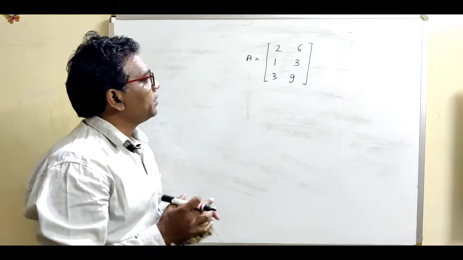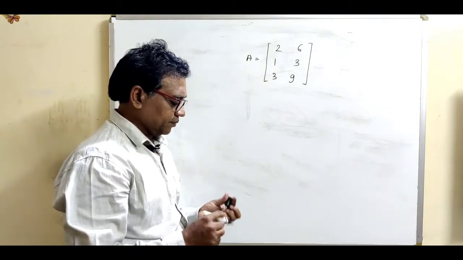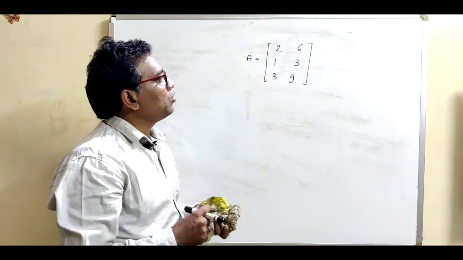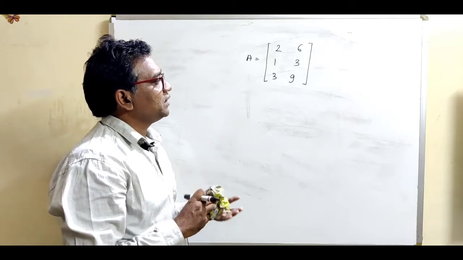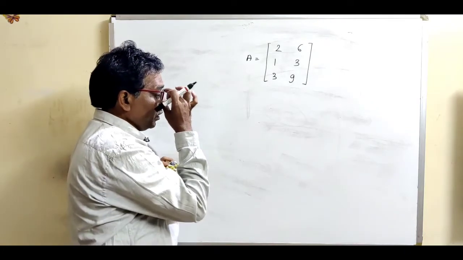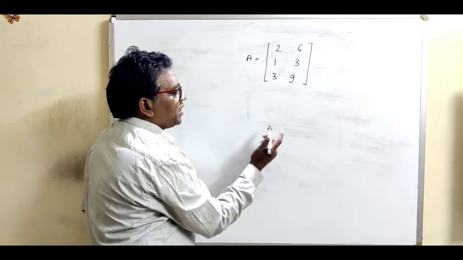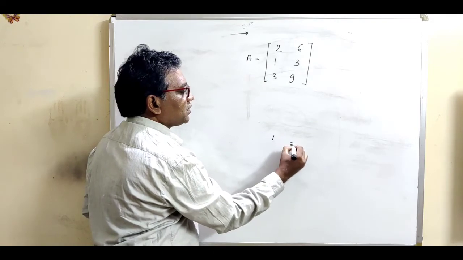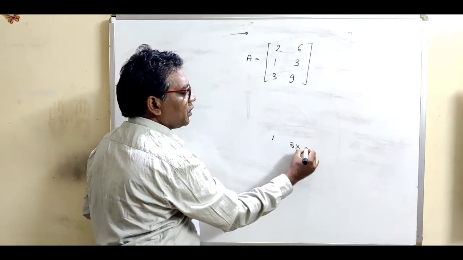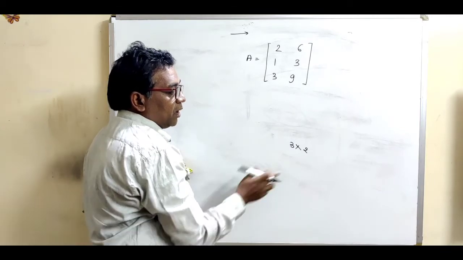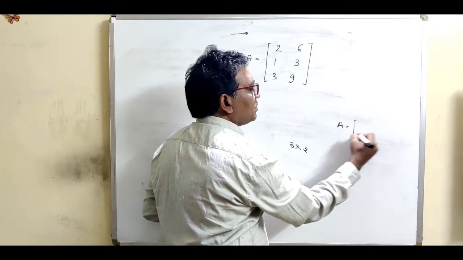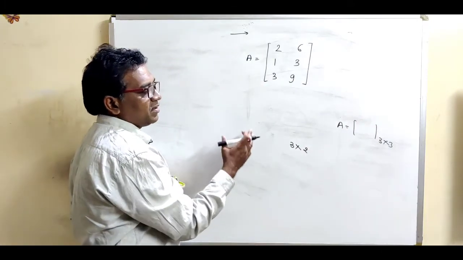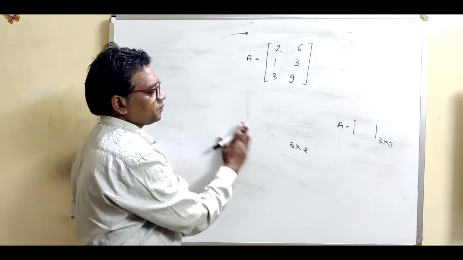Now let us take the last example for finding the rank of the matrix. Now this is the example. Find the rank of the matrix 2, 6, 1, 3, 3, 9. Now see, we are given the matrix A which is of 3 by 2. There are 3 rows and 2 columns. In the previous example we had taken square matrices of 3 by 3. But for this example we are given a matrix A of 3 by 2.